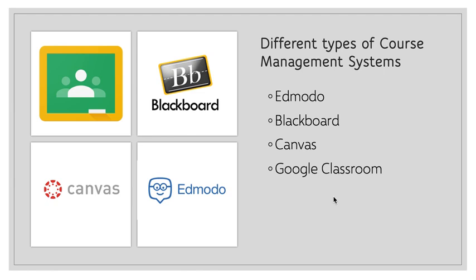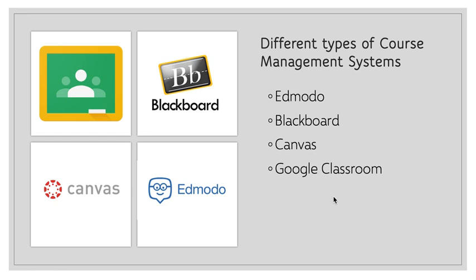Canvas is another type of CMS. Canvas does have a free side for individuals to utilize, but many universities and schools will buy a license to use Canvas. Canvas is much like Blackboard in that it can be used in both a synchronous and asynchronous class. Again, teachers can upload content, create exams and rubrics, and keep a gradebook.